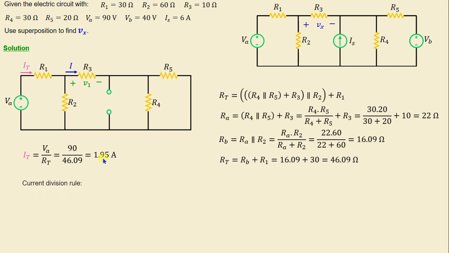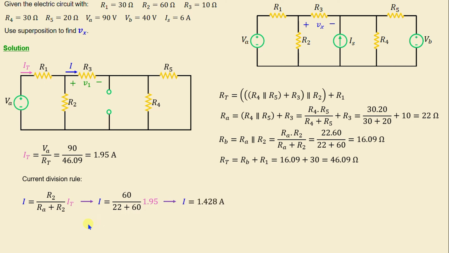In order to calculate the current I through the resistor R3, I'm going to use the current division rule. That means I is equal to R2 over RA plus R2 times IT. And if we replace the current and the resistors with their numerical values, we obtain I is equal to 1.428 amps.